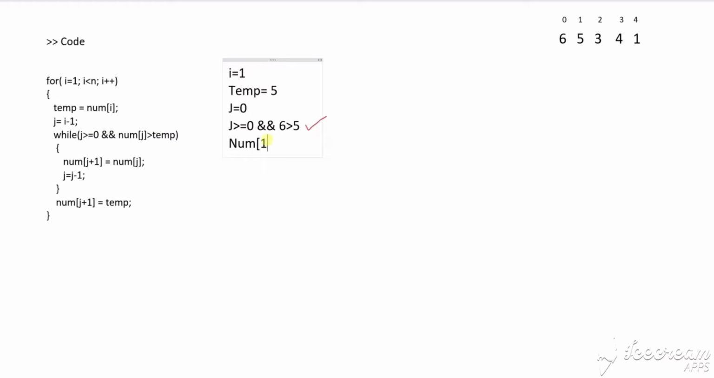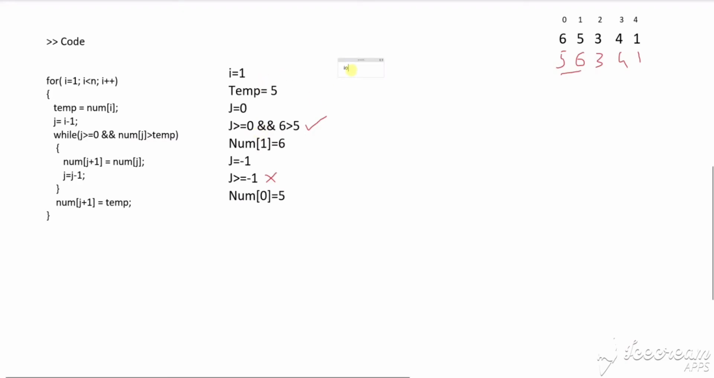Now num of j plus 1 is num of 1, and num of j is num of 0, so the value is 6. So we'll have to store 6 in num of 1, so we'll write it there. And next the j value will reduce by 1, j minus 1, so it becomes minus 1. So when it checks the next time, j should be greater than or equal to 0, but it is not, so it will not go inside the loop and it will go outside the loop. So num of j plus 1 is minus 1 plus 1, that is 0. Num of 0 should be temp, so we'll write it there. So 5 and 6 have been swapped and we'll write the remaining letters as it is. So that's the first iteration.